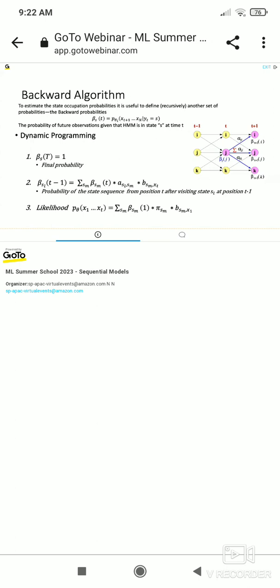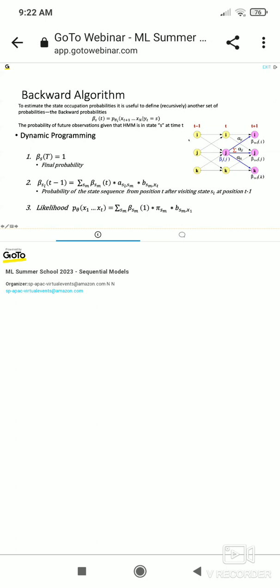So let's try to define the beta and then understand how we can also compute the likelihood using beta. The beta indicates the probability of future observations given that the HMM is in state S at time t.